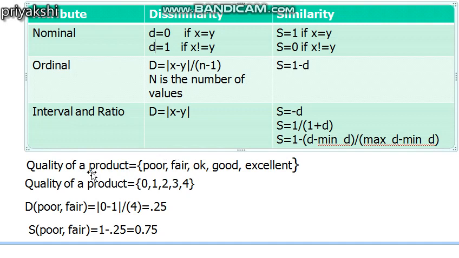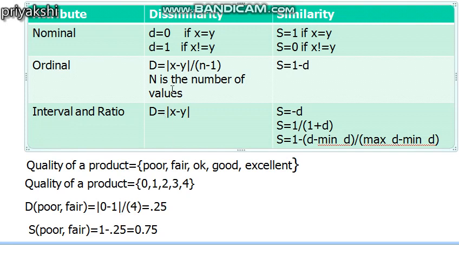So now consider this situation. Here this particular ordinal attribute has multiple values, so we can consider the similarity between poor and fair or poor and good like this. First we want to compare the distance between poor and fair. What is the value of poor? 0. What is the value of fair? 1. So 0 minus 1 is minus 1, but since this is an absolute value, we have to take the positive sign, that is 1.